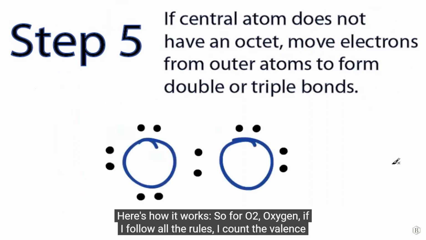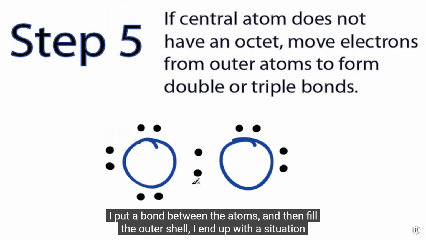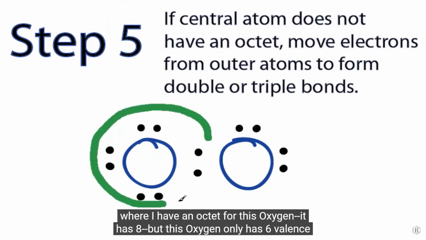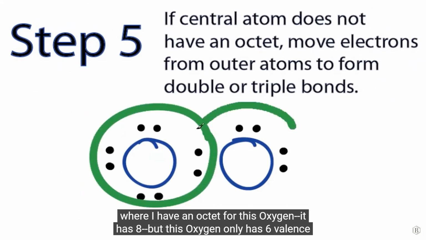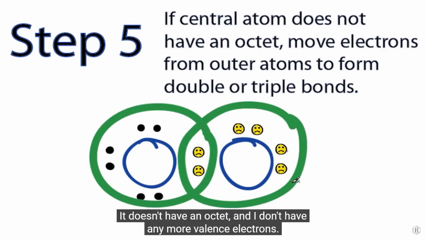So for O2, oxygen, if I follow all the rules, I count the valence electrons, I have 12. And if I put a bond between the atoms and then fill the outer shell, I end up with a situation where I have an octet for this oxygen. It has 8, but this oxygen only has 6 valence electrons. It doesn't have an octet, and I don't have any more valence electrons.